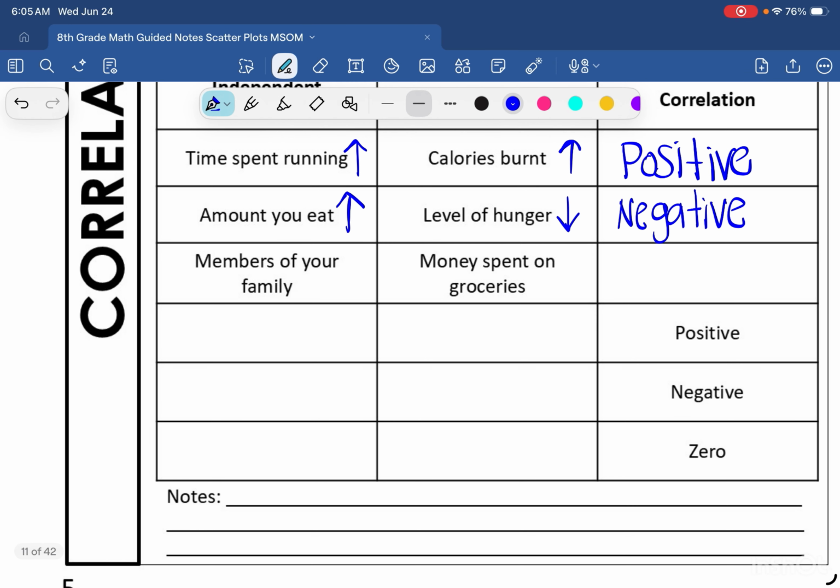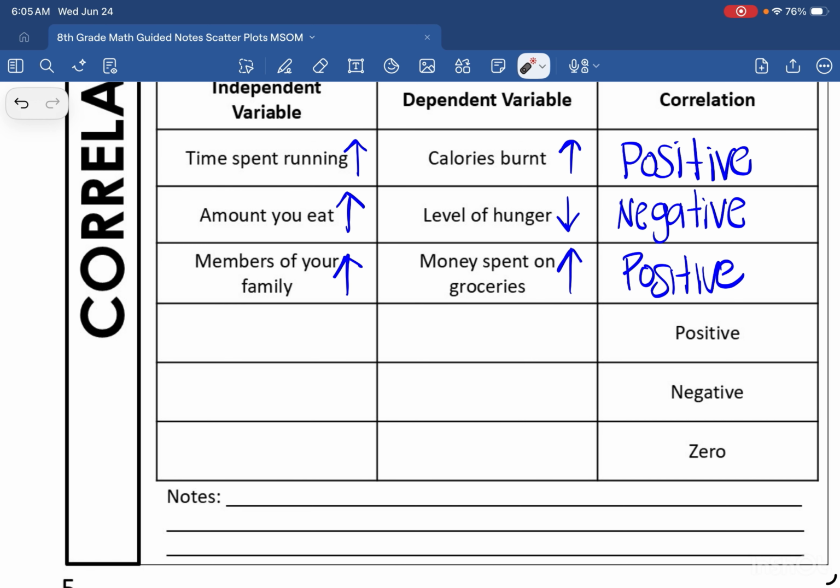Members of your family and money spent on groceries. As the number of members of your family increases, the money spent on groceries will also likely increase. So same direction is a positive correlation.